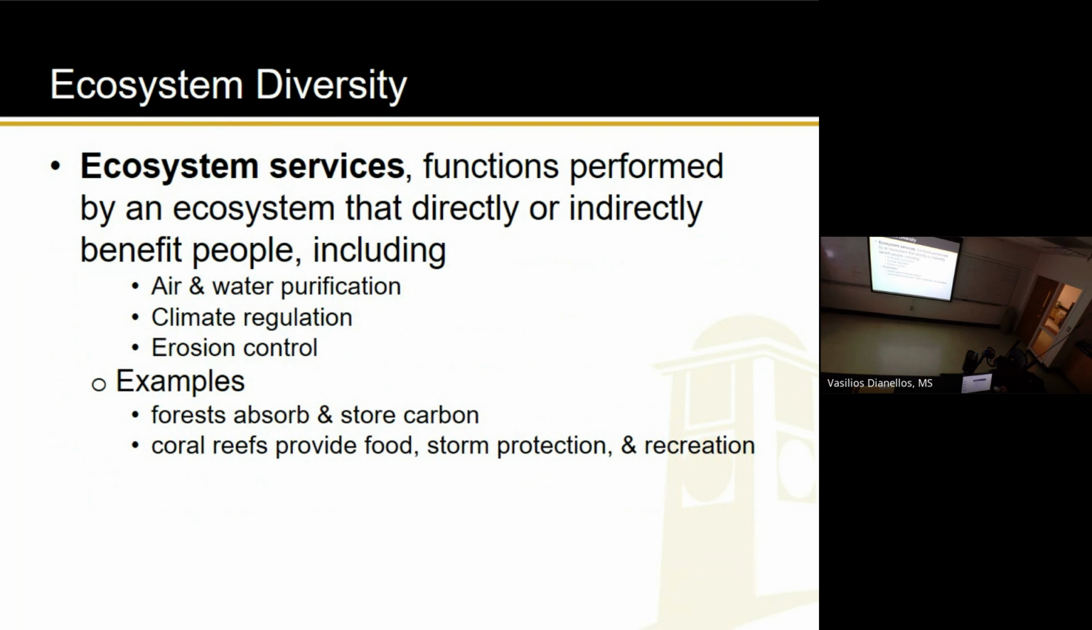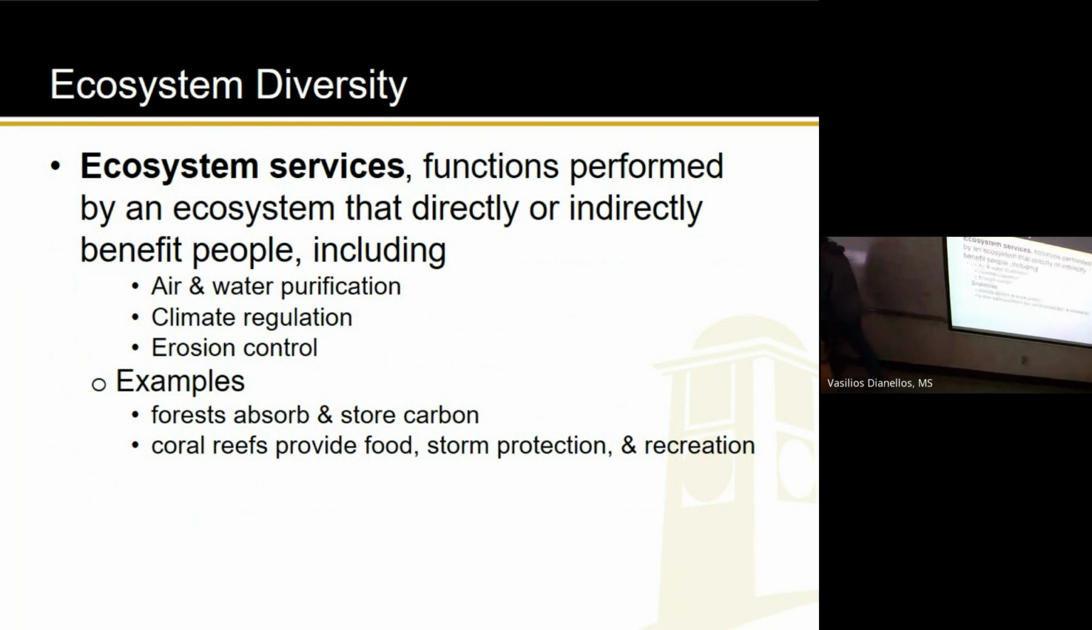Some examples include how forests can absorb and store carbon, right? So as we burn fossil fuels, we're releasing carbon that hasn't been in the atmosphere for millions of years. So our carbon levels are going up, but forests can take some of that out. That's a benefit for us. Coral reefs provide food for the people and the animals that live there. They provide storm protection. Because they make things shallower, that protects from storm surge.